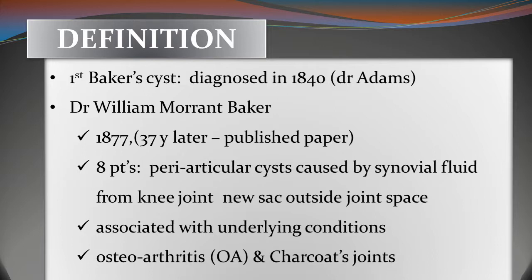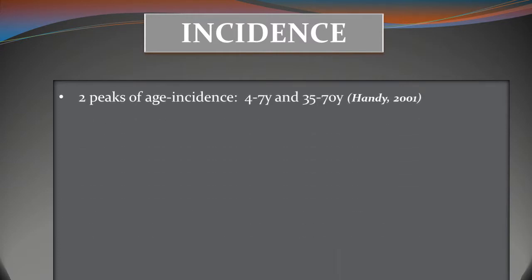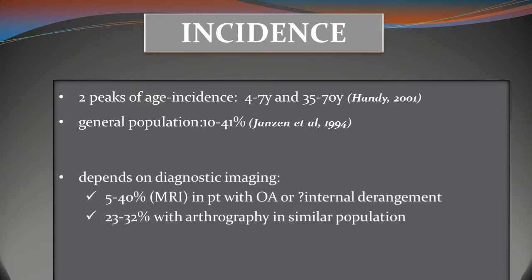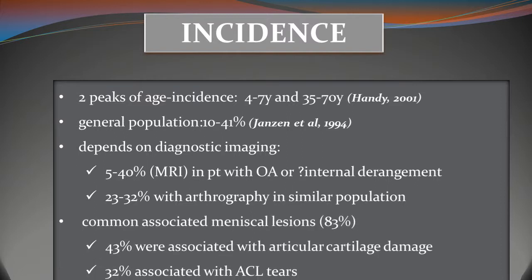First diagnosed by Dr. Adams and Dr. William Warren Baker, who published a paper in 1877. So there are two peak age incidences, 4 to 7 years and 35 to 70 years. The general population is 10 to 40% affected, depending on the diagnostic method, arthrography and similar population. It is commonly associated with muscle lesions.